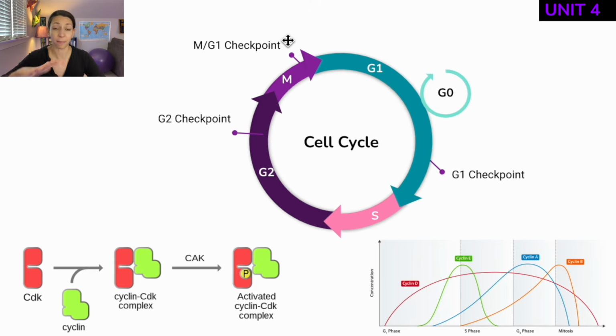But if some of the fibers are not attached to the chromosomes in the right way, then the cell is going to receive a stop signal and it should not continue dividing.